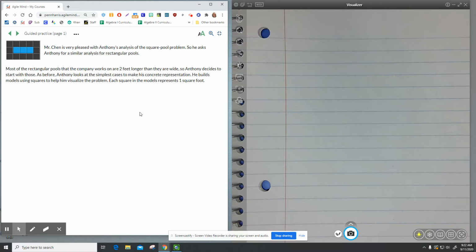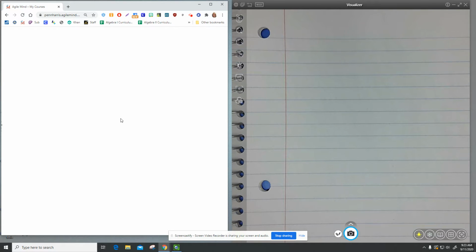So we had Anthony and his dad, Mr. Chen. We had been working on those square pool problems. Well, Mr. Chen was so happy and pleased with Anthony's results that he decided to ask Anthony to make another analysis, but this time for rectangular pools. Most of the rectangular pools for the company are 2 feet longer than they are wide. So Anthony decides to start with those. Before he gets going, he decides to make the simplest concrete representation, so he uses some models to help him.